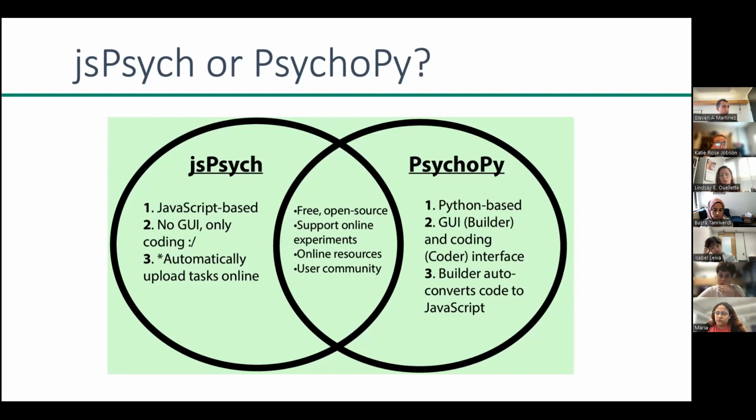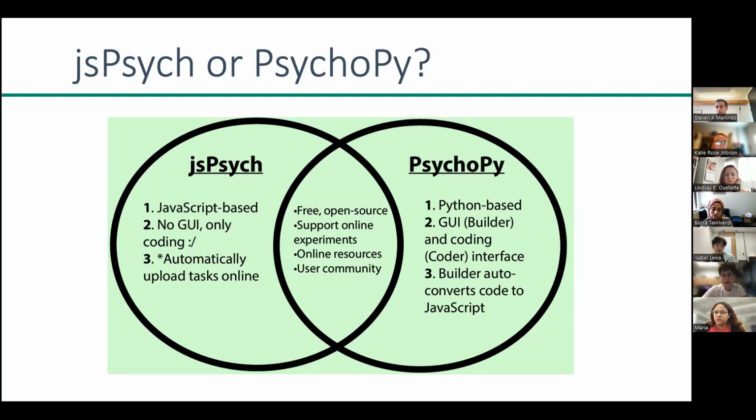There is no graphical user interface, unfortunately, only coding, but you're more or less able to automatically upload tasks online. I put an asterisk next to automatically because all you have to do is tweak the code super minorly, but it's much more straightforward in my opinion to upload it onto Pavlovia. Any questions so far?